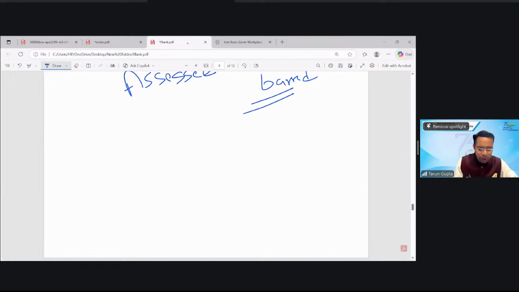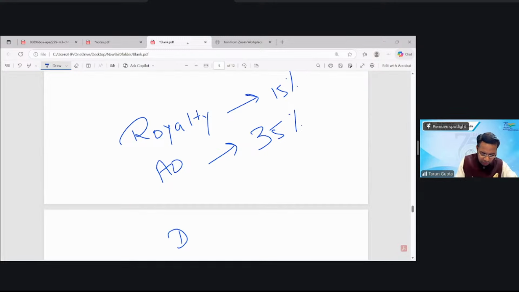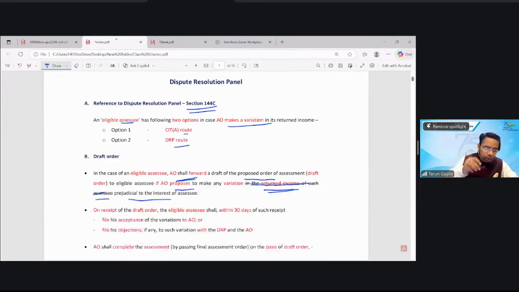What happens is that a foreign company has a royalty income from India. Such income the foreign company offers at 15%. But the assessing officer says it's taxable at the normal rate of 35%. Assuming so, in this case, the AO did not pass a draft order. Why? Because he said that I have not made any variation in the returned income.